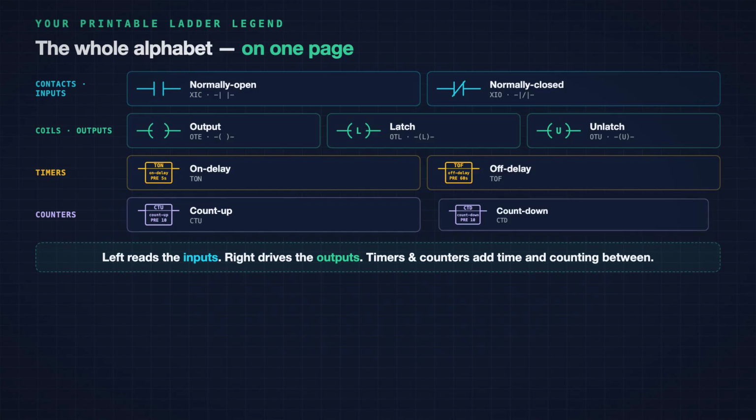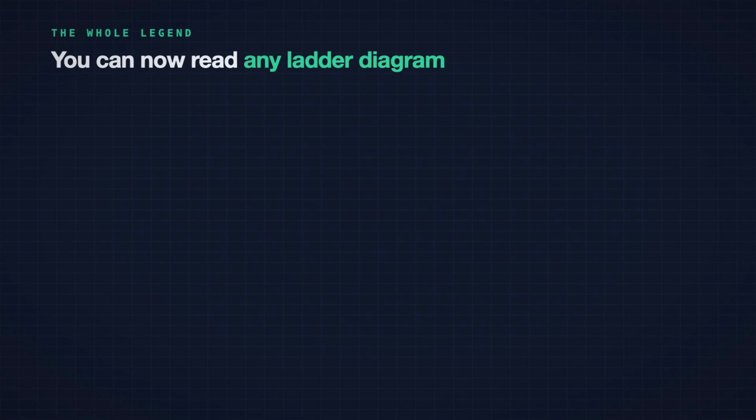Left side reads the inputs. Right side drives the outputs. Timers and counters add time, and counting in between. That is the entire alphabet. So here is the whole legend in one breath. A rung reads left to right. If the inputs are true, energize the output.